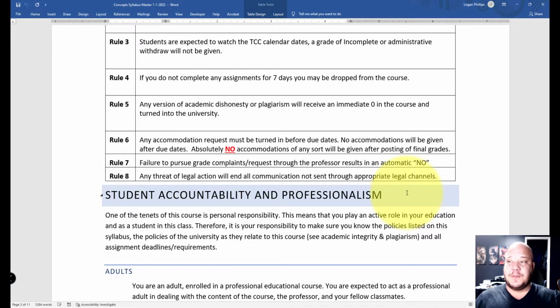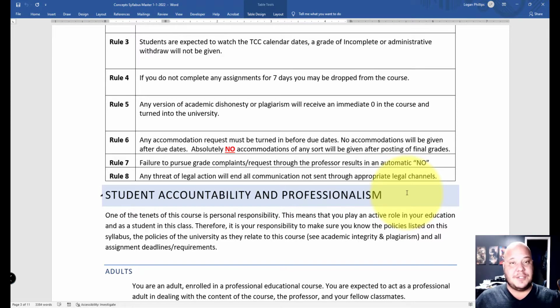Rule 7, failure to pursue grade complaint requests through the professor will result in an automatic no. Now, this means that if you are having an issue in my class and you decide your first step should be to go to my dean, or your first step should be to go to your academic advisor, or your first step is to go outside of my classroom to try to force my hand, I will cease communications with you, because at this point you have involved legal, and it is now a situation where I must protect myself and the sanctity of my classroom.